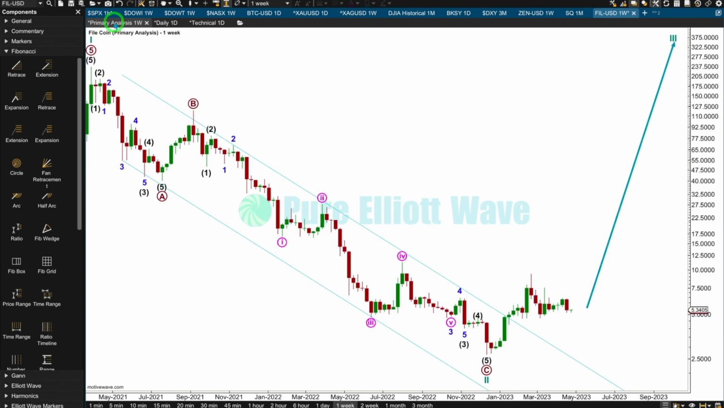For the longer term, there is quite a lot of evidence on those charts to support the view that this low of week beginning 11th of December 2022 is likely to be sustained. That's it for me with Filecoin analysis for you.